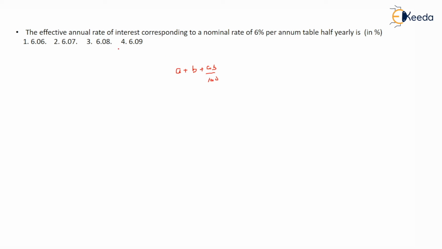Right? This question is also similar. The effective annual rate of interest to a nominal rate of 6% per annum, compounded half yearly. Now on a half yearly basis, what will be the compound interest if 6% per annum is calculated? In 1 year, how many half-yearly periods are there? 2. You have to simply divide it by 2: 3% for the first 6 months and 3% for the next 6 months.